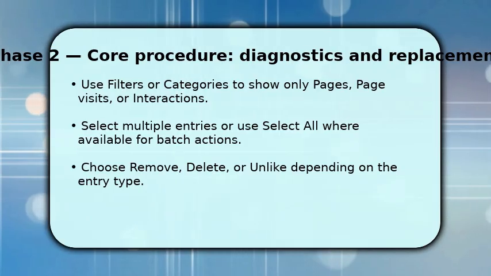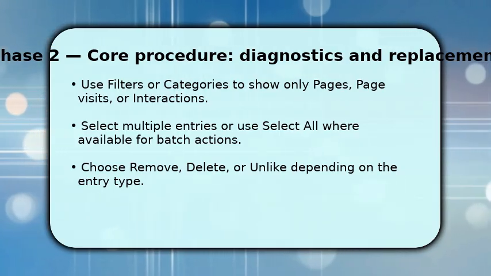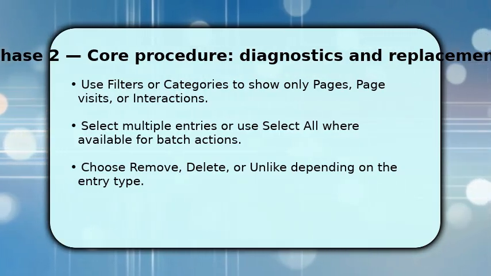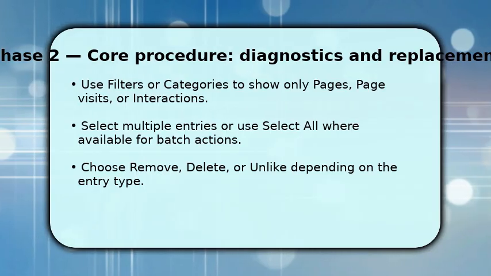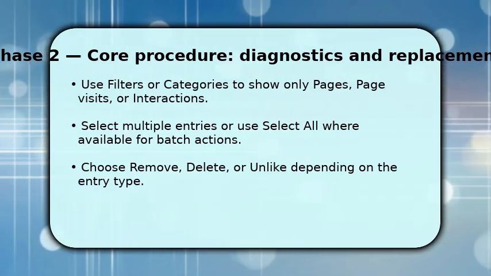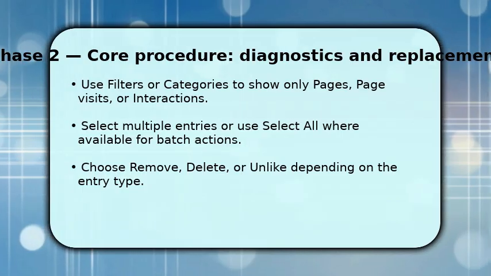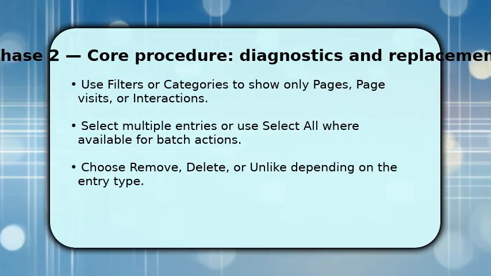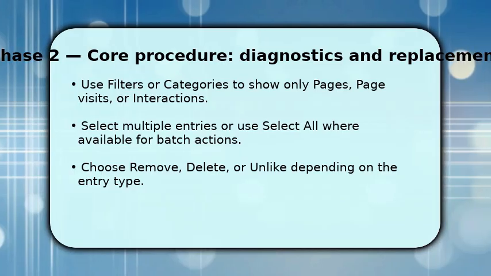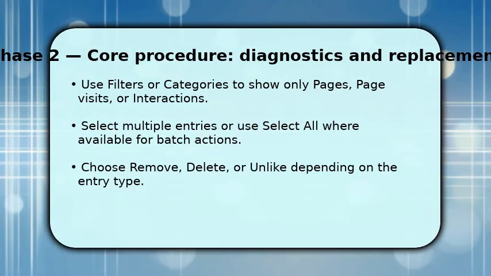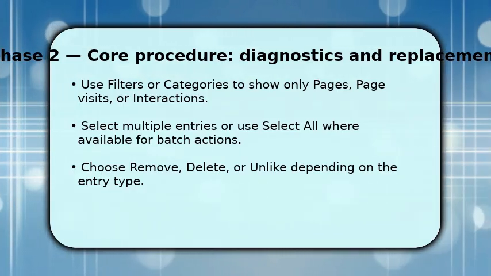Then, review entries. Tap the circle or use Select All when provided to mark multiple items. This saves time. If entries show a page visit, choose Delete or Remove. If they show a follow or like, choose Unlike or Unlike and remove the action. Doing this clears the recorded visits and stops them appearing in your log going forward.